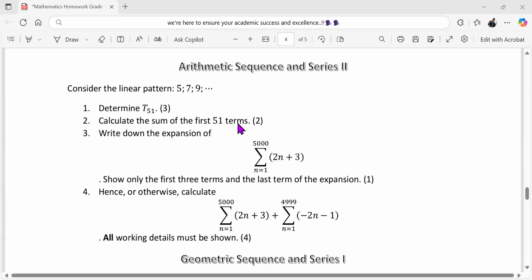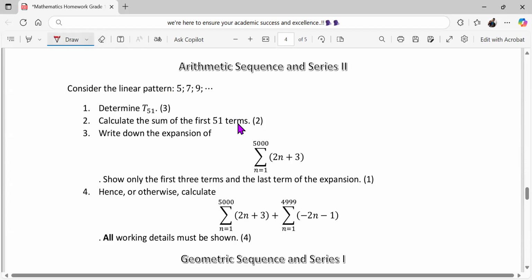Well, here they say we need to consider this linear pattern. And the word consider means you look at what you are given and you make sense out of it. So the linear pattern is 5, 7, 9, and this goes on all the way to infinity. Now, the first question says we need to determine term number 51, and this is for 3 marks.